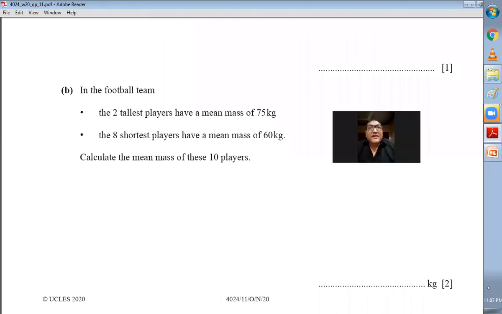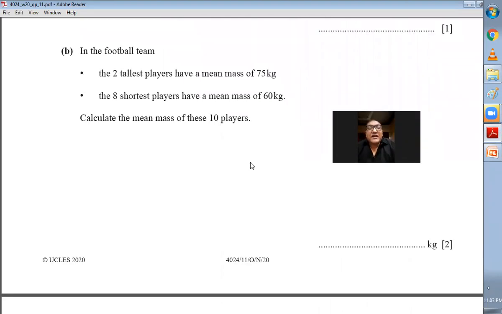Okay, so here we have B part. He says in the football team, the two tallest players have a mean mass of 75 kg. So the mean of 2 is 75 kg. If you want to find the sum of 2, that will be 75 multiplied by 2. The 8 shortest players have a mean mass of 60 kg. So the mean of 8 boys' mass is 60. If you want to find the sum of the 8 players' mass, that will be 60 multiplied by 8.